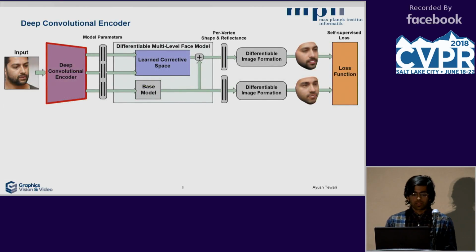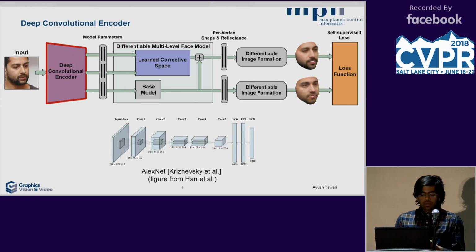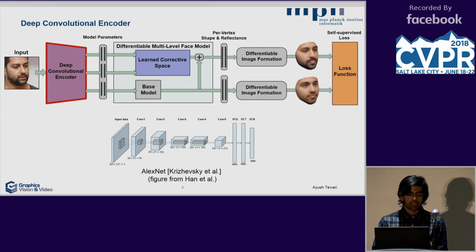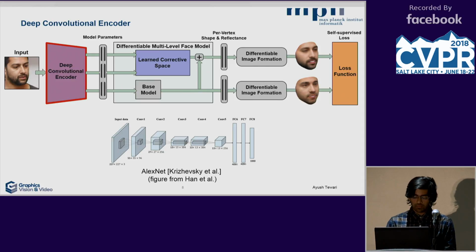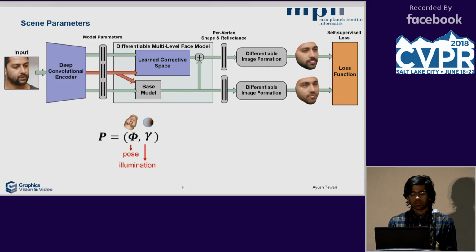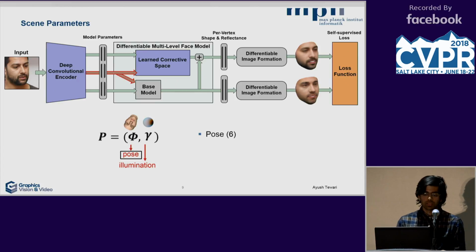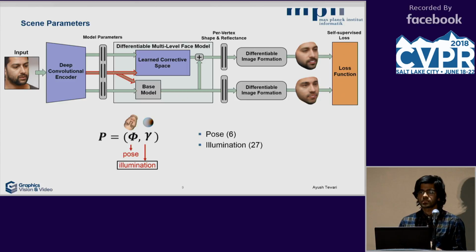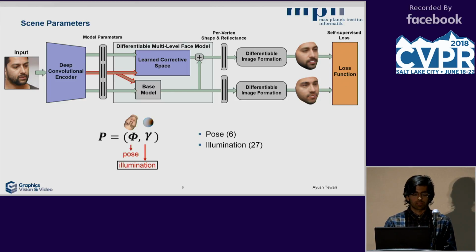Let's look at our network in more detail. We first have the convolutional encoder, which is the regressor for model parameters. In our work, we use AlexNet as our encoder, but any other regressor or CNN could be used for this task. The encoder first gives us some common scene parameters. First of all, we have the rigid pose in 3D, which is described using 6 numbers. And we also have some parameters which describe the scene illumination, and these are the coefficients of the spherical harmonic basis functions.